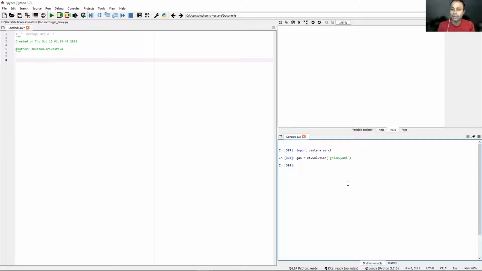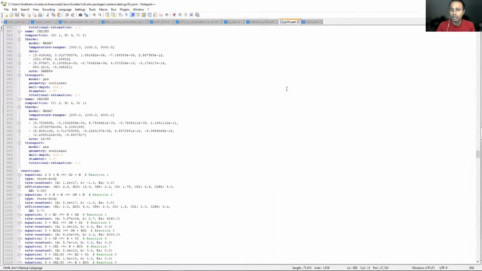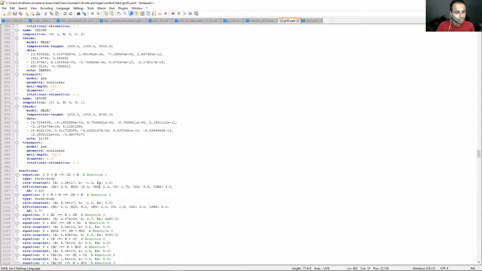So let's get some information on the number of reactions, for example. Just hold on one second. Let me first bring up the input data file itself. Okay, so this is GRI 3.0, and this is the reaction section. This is where the equations of the reaction start. The first equation is 2O plus M gives O2 plus M, and M is the third body, as we've seen in the previous lectures. And so these are all the different equations.